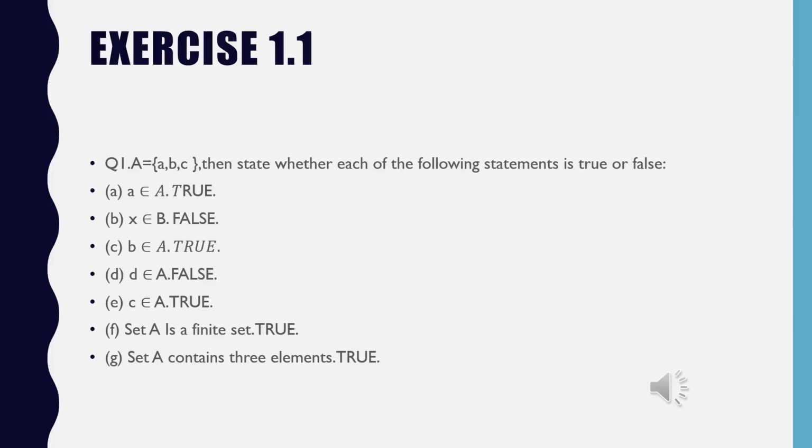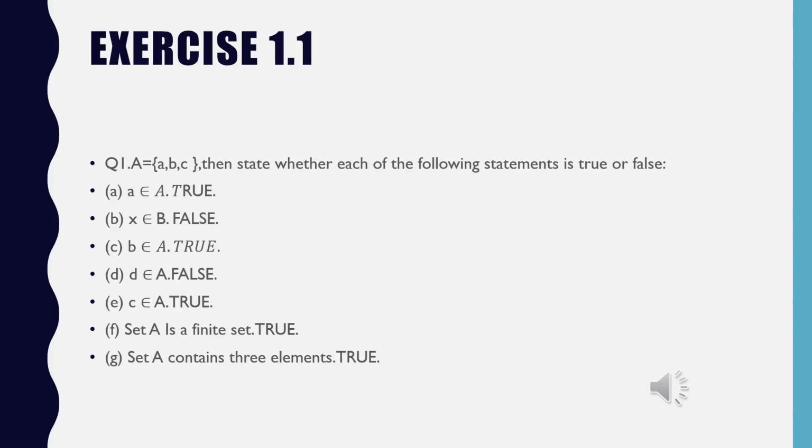Because set A consists of the elements A, B, C, which are countable, and numerically these are 3 and we can easily count it, so it is a finite set, because when the elements are countable they are called a finite set. I had already explained this to you in the definition.